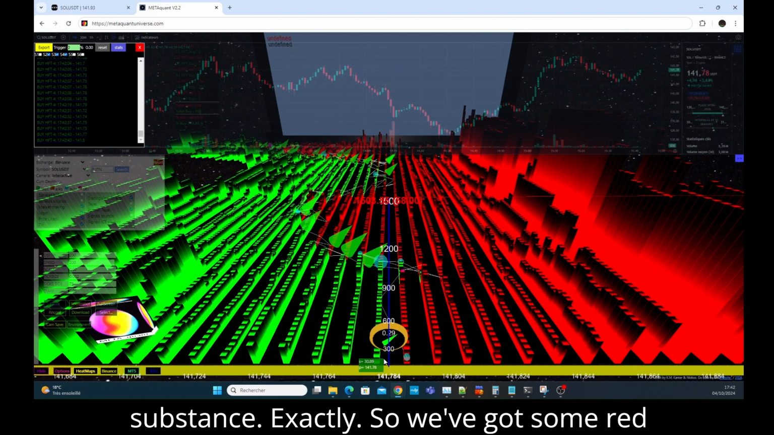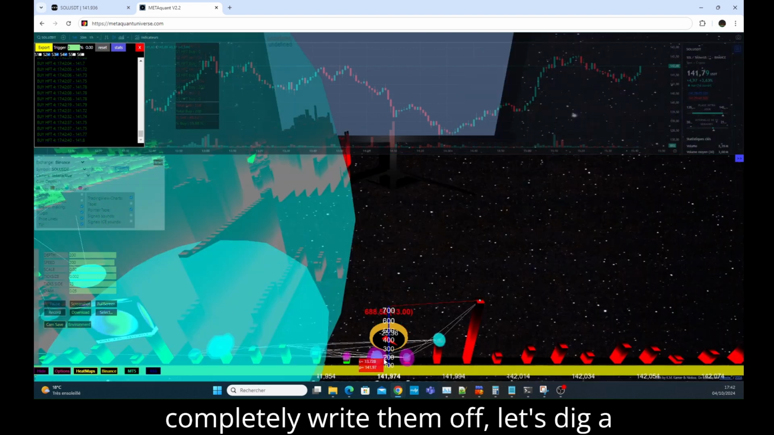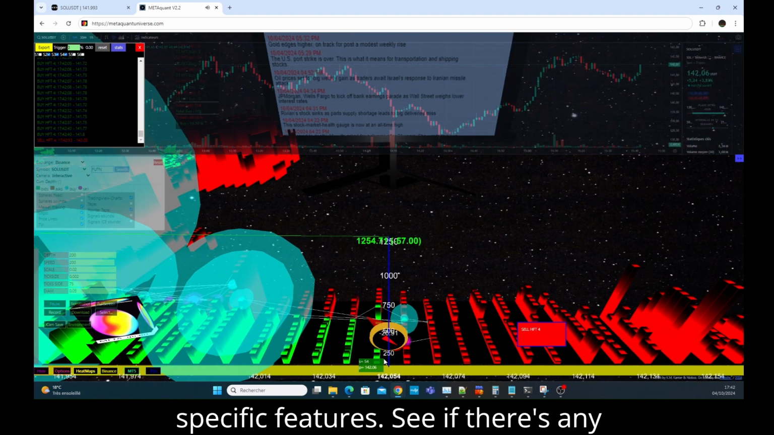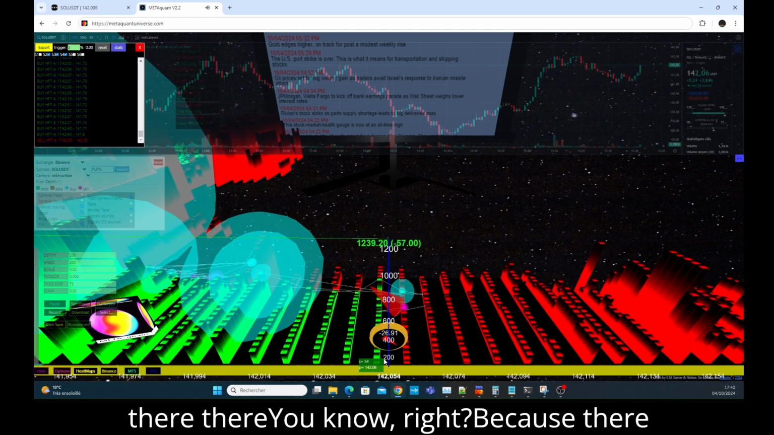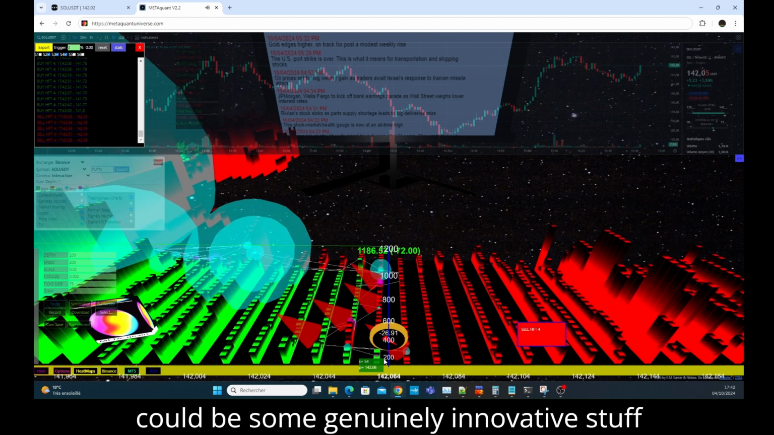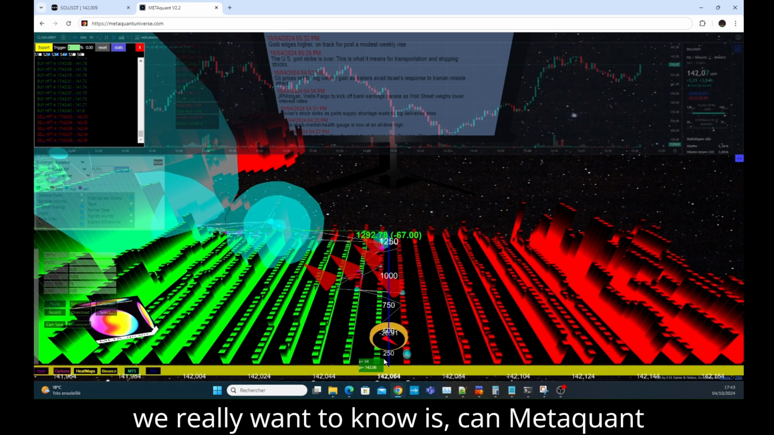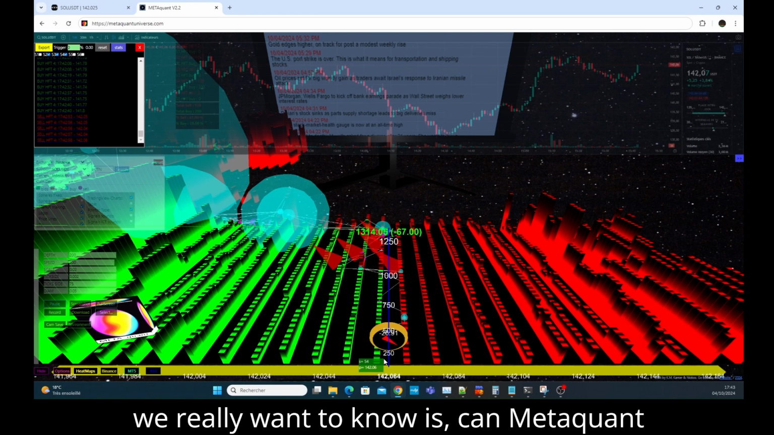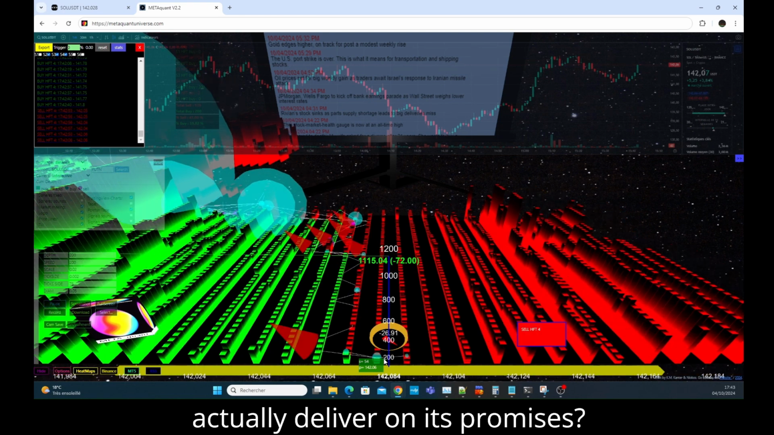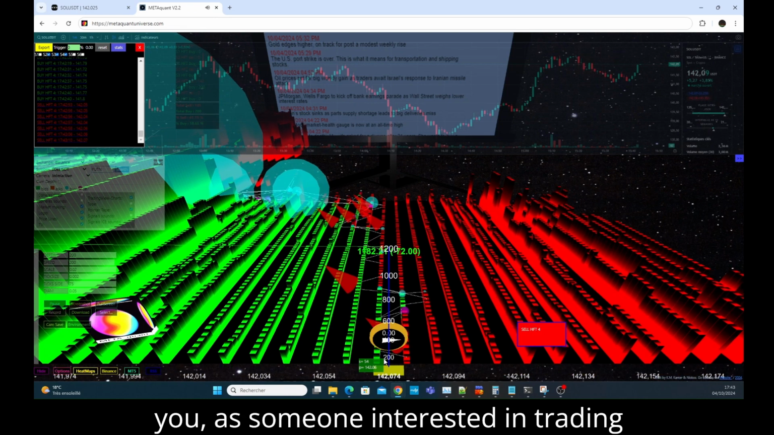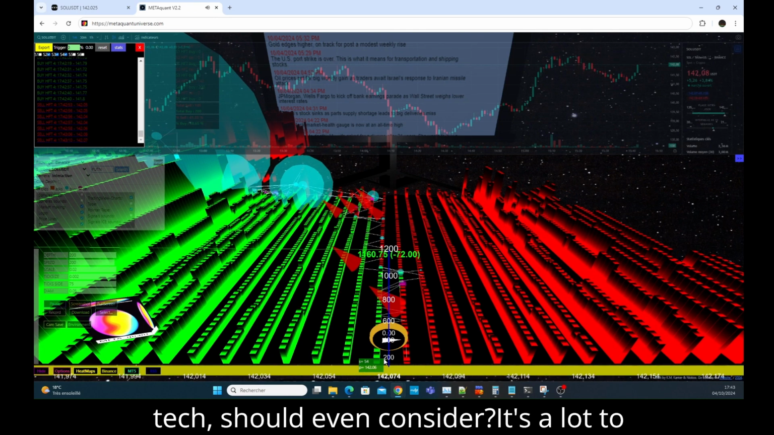So we've got some red flags popping up already, but before we completely write them off, let's dig a little deeper into their claims about specific features, see if there's any there, you know? Right, because there could be some genuinely innovative stuff here. Because at the end of the day, what we really want to know is, can MetaQuant actually deliver on its promises? And more importantly, is it something you, as someone interested in trading tech, should even consider?